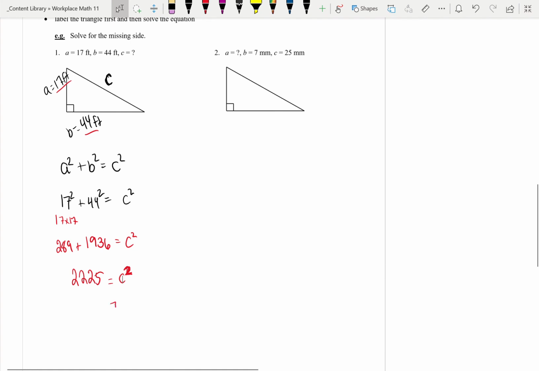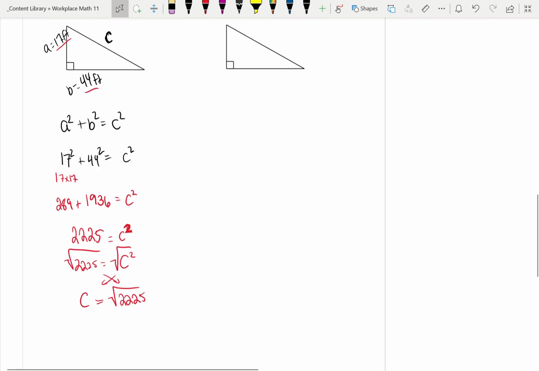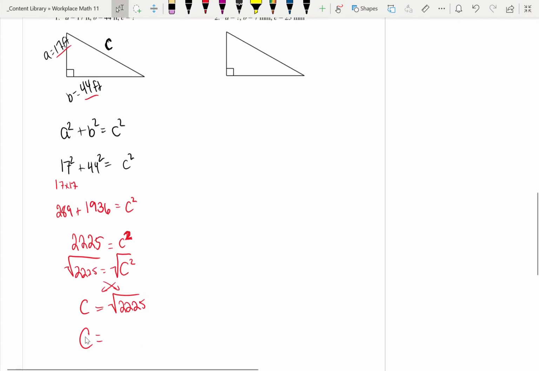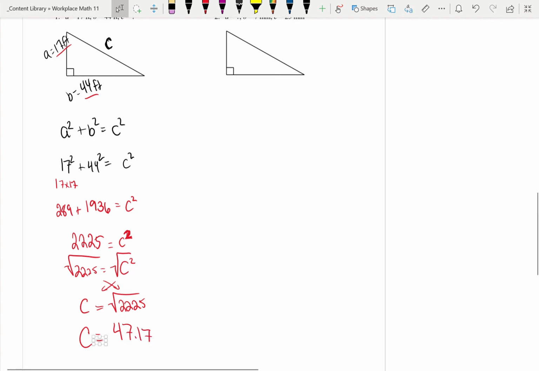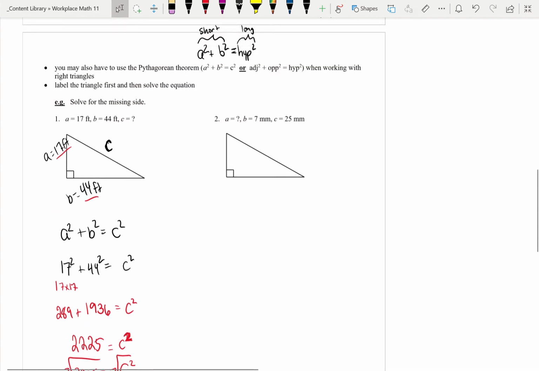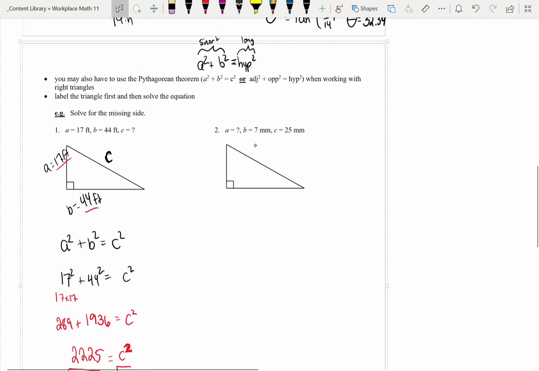So our last step is I have to square root both sides. Then this gives me, I'll just switch the two sides, C is equal to the square root of 2,225. So I get a final value of C is equal to 47.17. And then the unit was feet. Done. Number 2, it now tells me I don't know what A is.